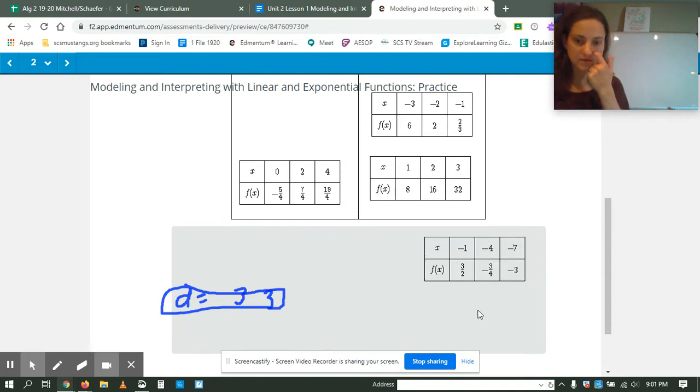So now looking at this guy over here, do the same method: negative 3/4 minus 3/2. That's going to give me a negative 2.25. And then I need to do negative 3 minus negative 3/4. And that's going to give me a negative 2.25 again.